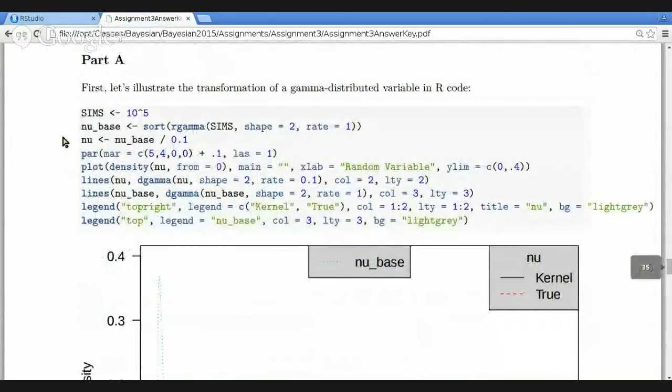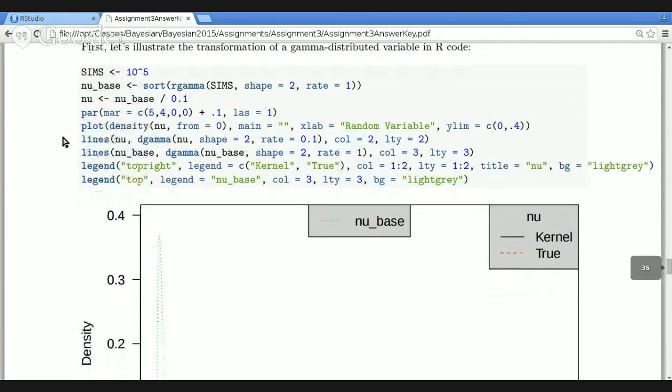So the first part of the problem asks you to put a gamma prior on the degrees of freedom for the t distribution. We can illustrate that in R by drawing from a gamma distribution that has an inverse scale of 1. So that'll be the new base variable. And then in order to make a transformation of that, we'll divide by an inverse scale of 0.1, which is equivalent to multiplying by a scale parameter of 10 to get our prior distribution for the degrees of freedom parameter nu.